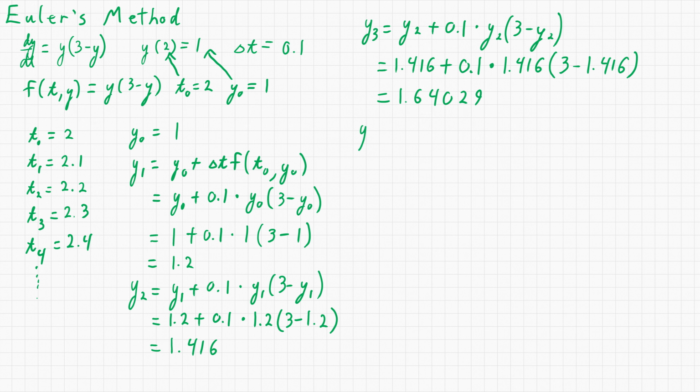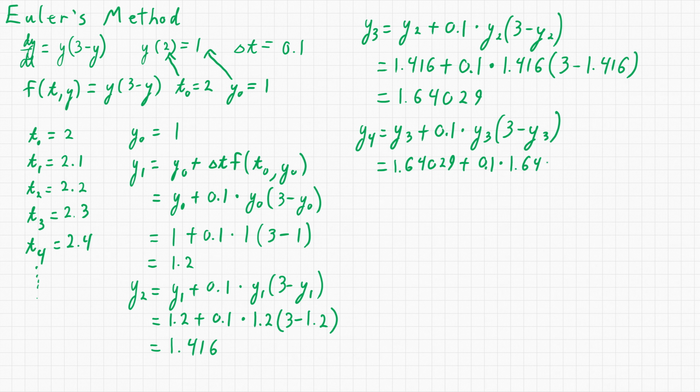And let's do one more. So y sub 4 is y sub 3 plus 0.1 times y sub 3 times (3 minus y sub 3). I think this will fit on one line, so 1.64029 plus 0.1 times 1.64029 times (3 minus 1.64029). And apparently, if you do that one, that's 1.86333. All right, so just keep doing it over and over again.